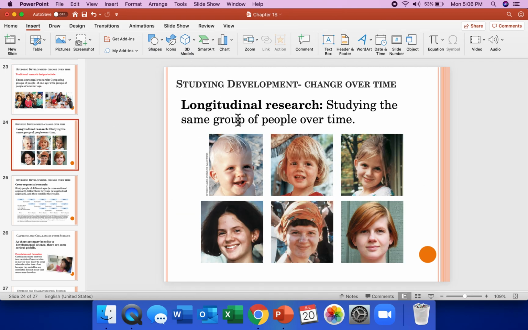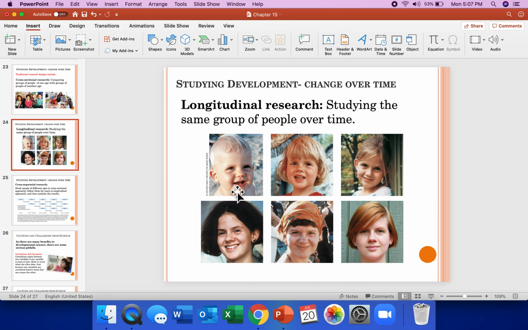The next type is what we call longitudinal research, and this one is studying the same group of people over a period of time. So I'm going to choose this person and follow that person throughout the lifespan to see how they change over time.